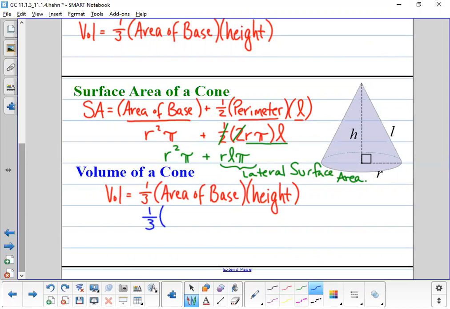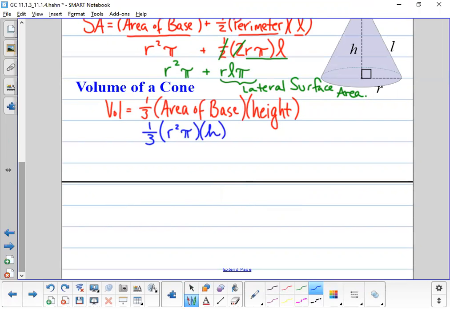So we're going to say 1/3 of the area of the base, which will be r squared pi, times the height. Another way you could write that is by saying r squared times the height times pi over 3, and that will be the volume of your cone.